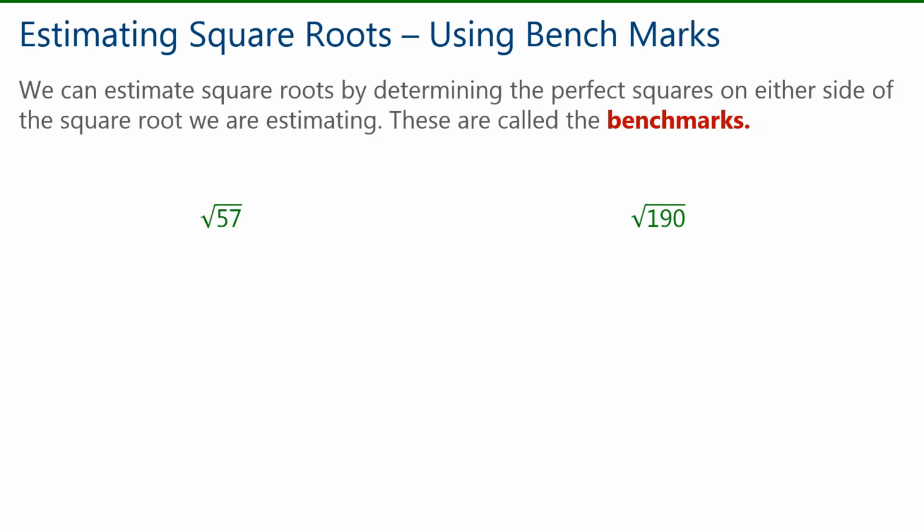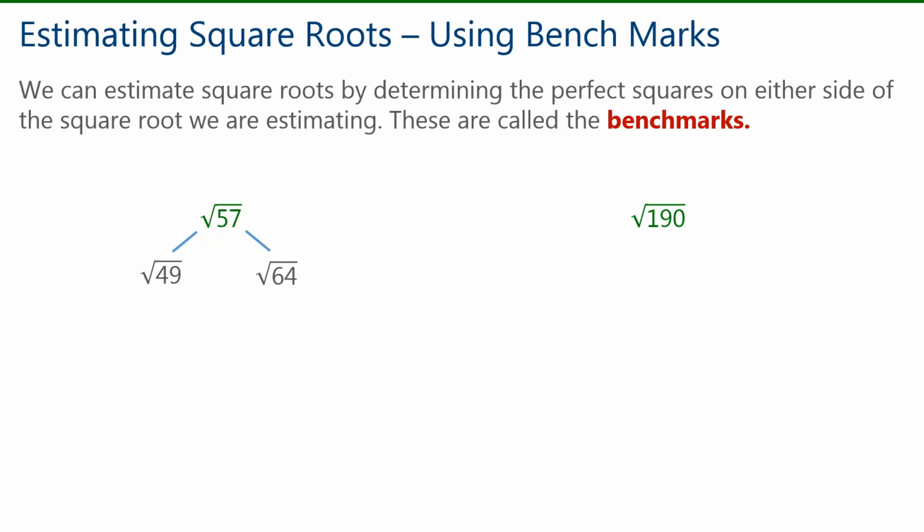We can also estimate square roots by determining the perfect squares on either side of the square root that we're estimating. These numbers are called benchmarks. So for example, the square root of 57 would fall between two perfect squares. I know that the perfect square just below 57 is 49. I know that the perfect square just above 57 is 64.